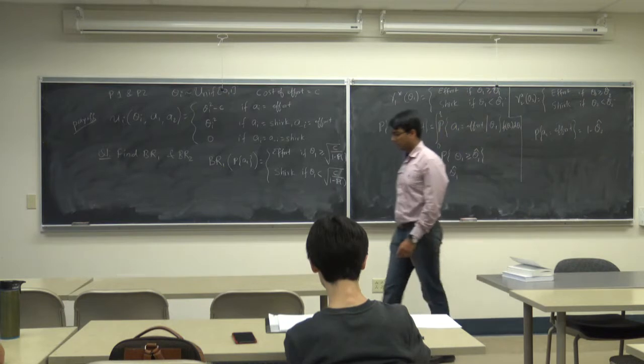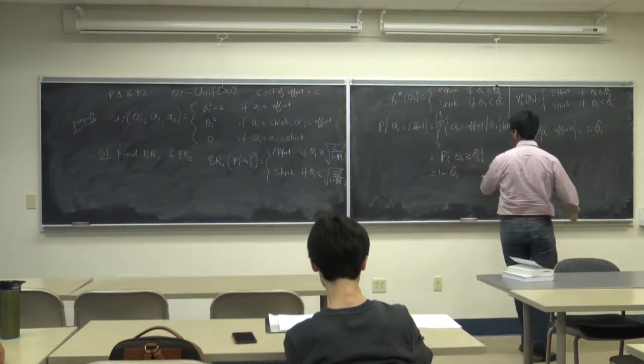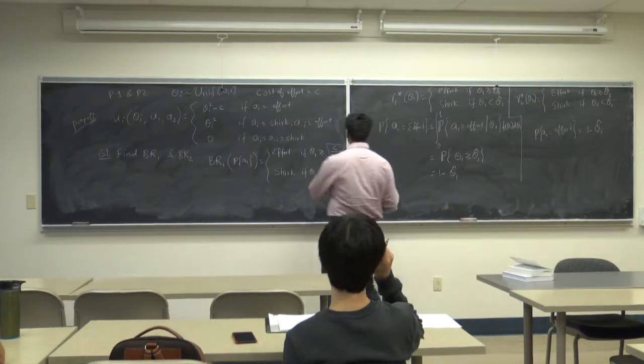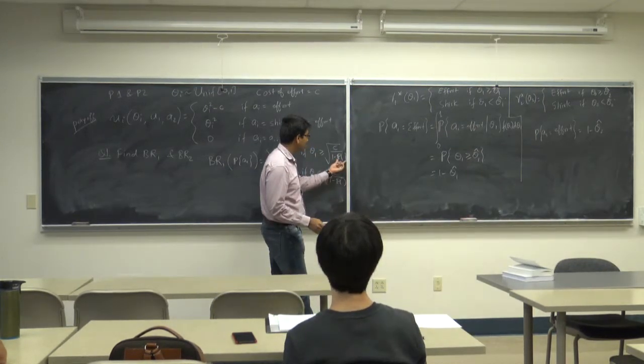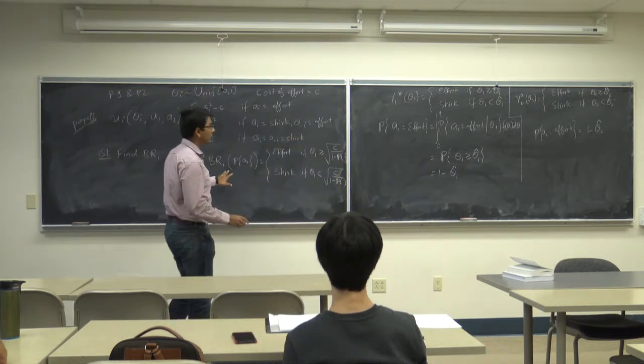Okay, so that's good. We still haven't yet figured out how to find this equilibrium, but we have found this quantity, right? We know what the probability of A1 equal to effort is, and we know what the probability of A2 equal to effort is. So let's plug it in here.